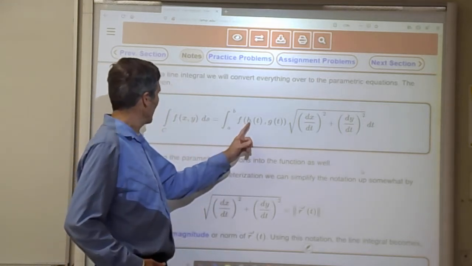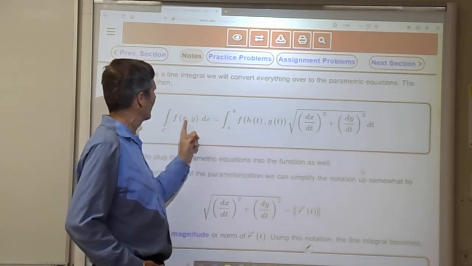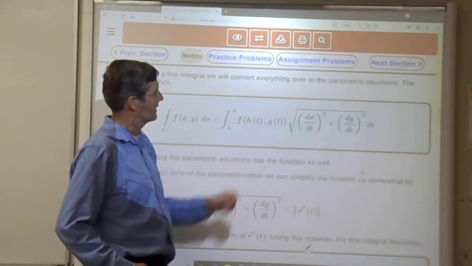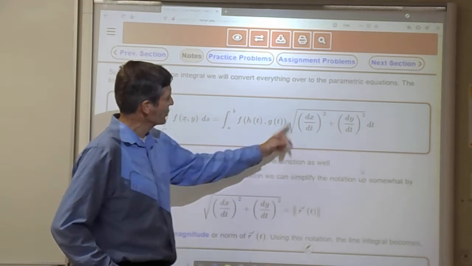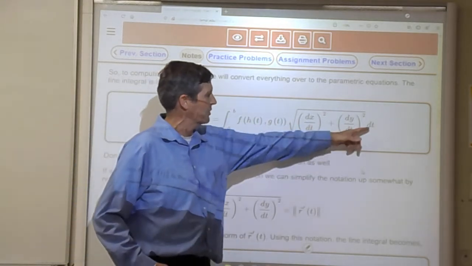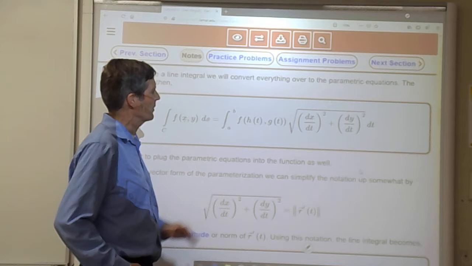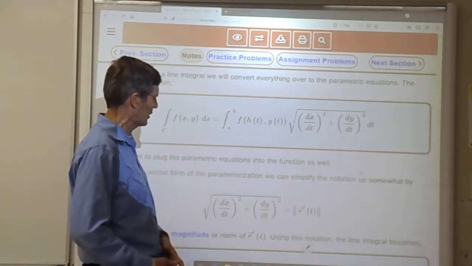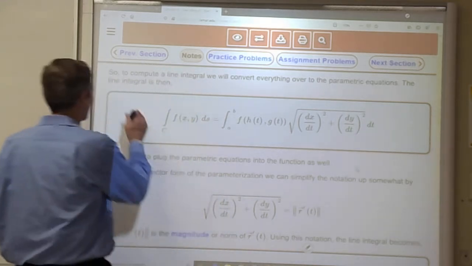By evaluating f at x of t, y of t, where x equals h of t, y equals g of t in this presentation, times the square root of dx dt squared plus dy dt squared dt, that gives you the area of the curtain that's below a surface and over a curve in the xy plane. Something like this we can draw here.